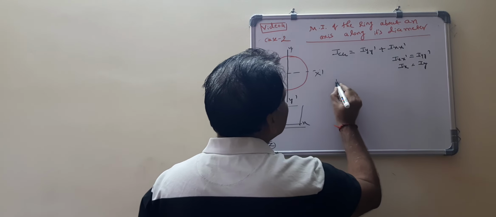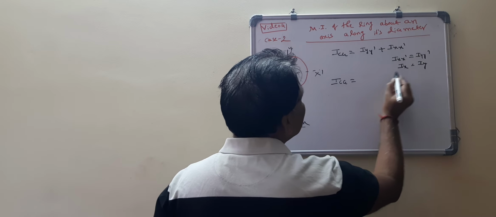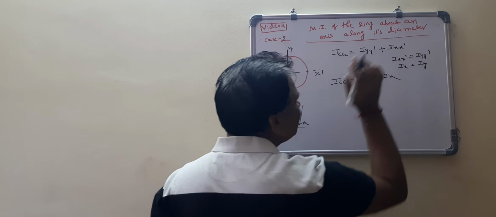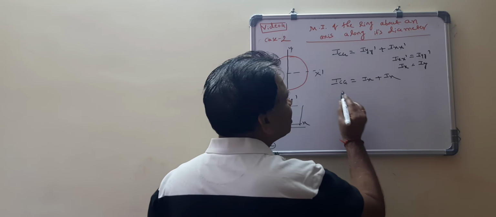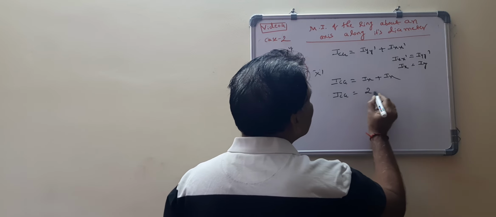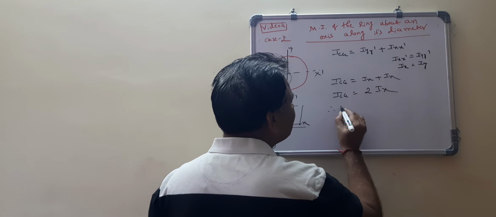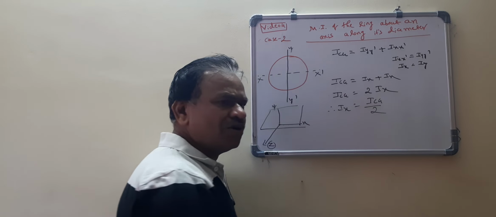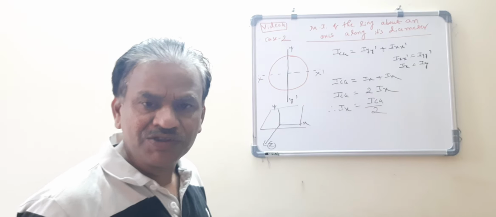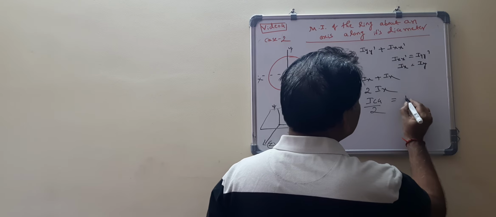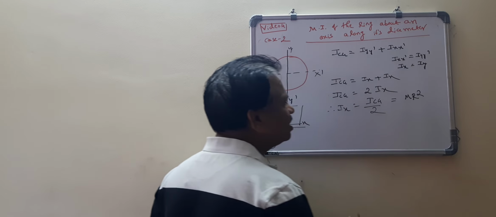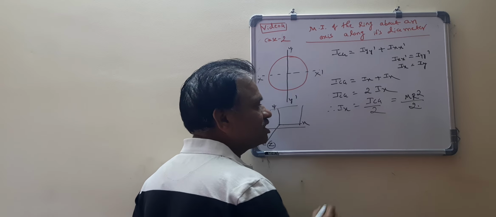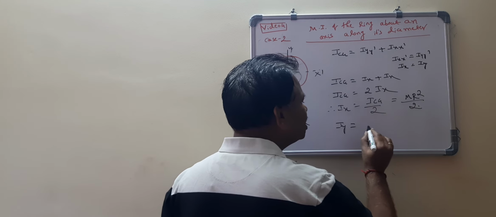I1. Now you see, I of center of gravity equals Ix plus Iy. Can I write like this? Here I of center of gravity equals 2 Ix. Therefore Ix equals I of center of gravity divided by 2. What is the moment of inertia about the center? That is already told you. It is mr square, divided by 2. This is the x-axis.